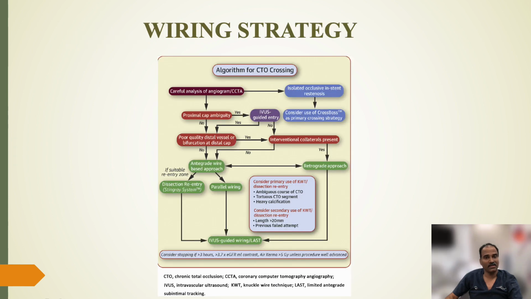Yeah, wiring strategy, obviously first is ANTEGRADE. So ANTEGRADE wire escalation. So if microchannel wire doesn't cross, then we can go ahead with directed wire tracking. If that doesn't work, probably we can go to retrograde, or we can do ADR and close it.